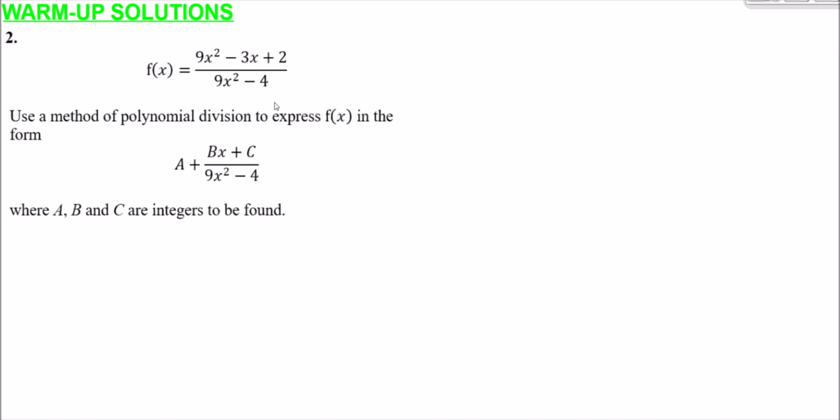So if we set out our polynomial division question like this, 9x squared minus 4, what we're dividing by, goes at the front, and then a fraction line here, with what we're dividing going underneath, so 9x squared minus 3x plus 2.